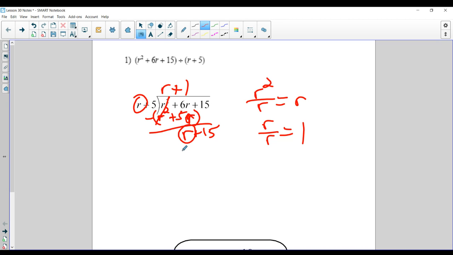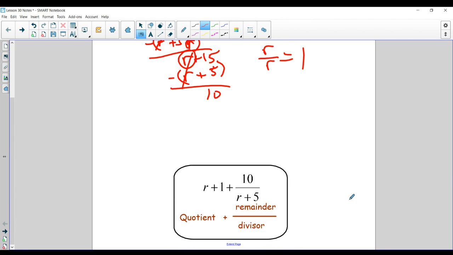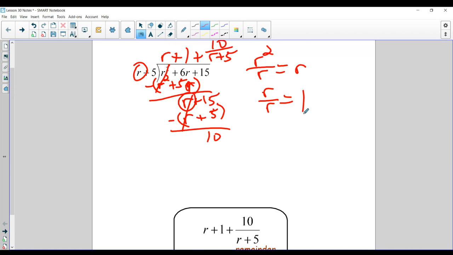Multiply the 1 to the r plus 5, excuse me. So 1 times r is r. 1 times 5 is 5. Take the 2 lines and subtract them. R minus r, 0. 15 minus 5 would be 10. So 10 would be my remainder. So then I would write that as plus 10 over what I divided by, which would be r plus 5. So your answer would be r plus 1 plus 10 over r plus 5. So you always write it as quotient plus the remainder divided by the divisor, which is what you divided by.